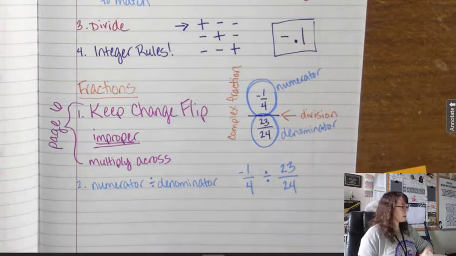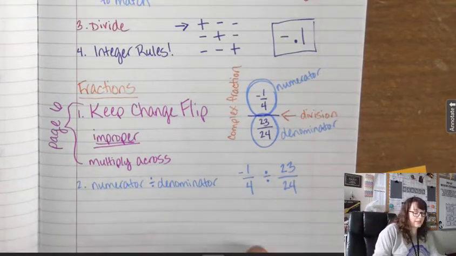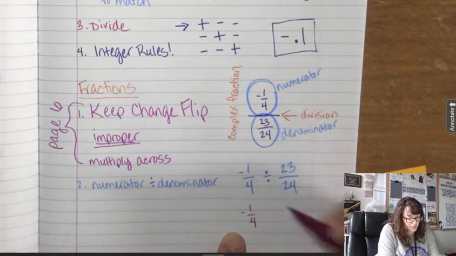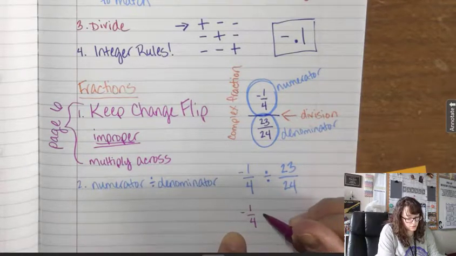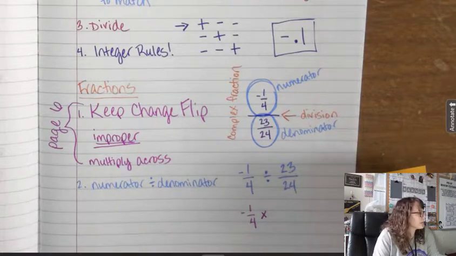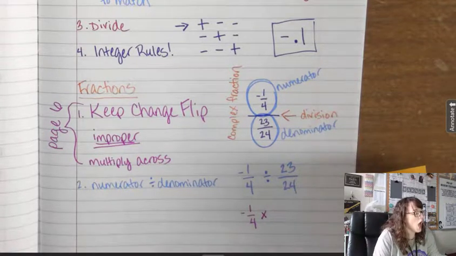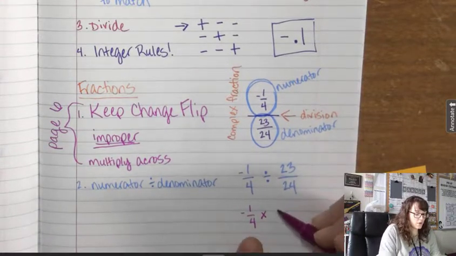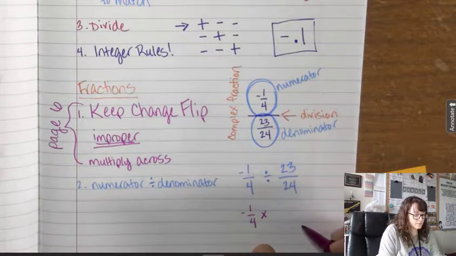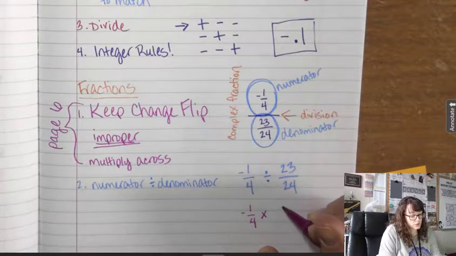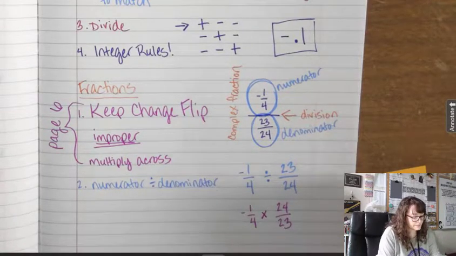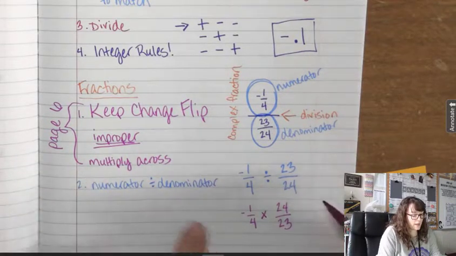Now I need to keep, change, flip. What do I keep? Negative 1/4. What do I change division to? Multiplication. Do I change multiplication to division? No, don't do that. It's like adding, we don't do that. So I flip what? 23/24. So now what's on top? 24 over 23. That's fine. And then you multiply across.